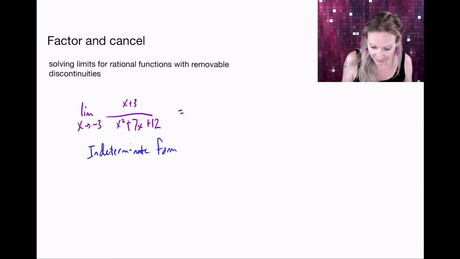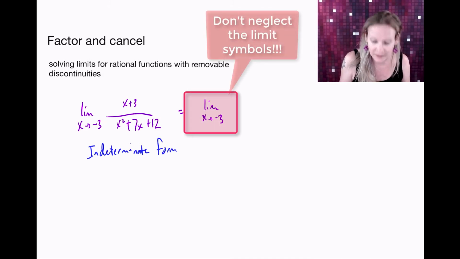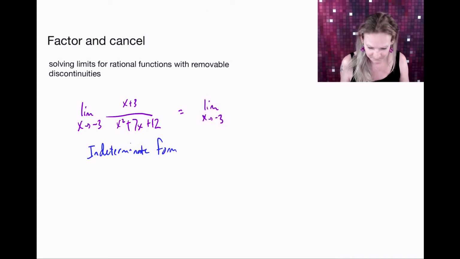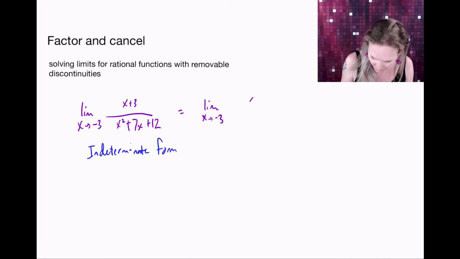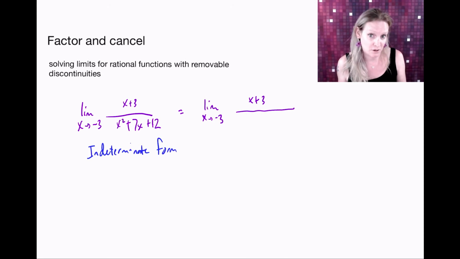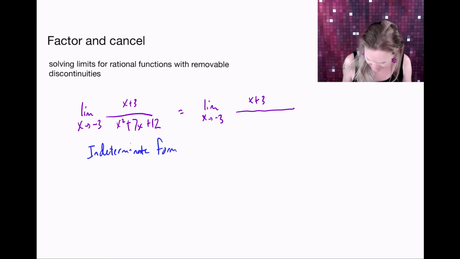So this limit is equal to the limit as x approaches -3. I'm going to be really careful to carry that limit symbol with me, because if I just start writing that's equal to some algebraic thing without the limit, it's probably not true. So in the top, I've got x plus 3, and in the bottom, let's factor. So I see that we have a product of 12 and a sum of 7.